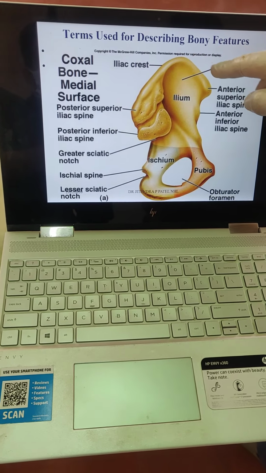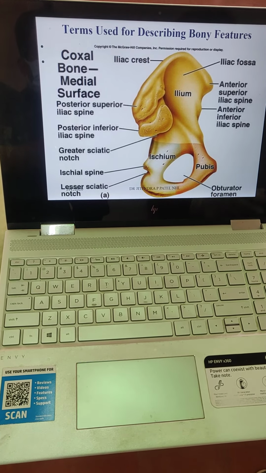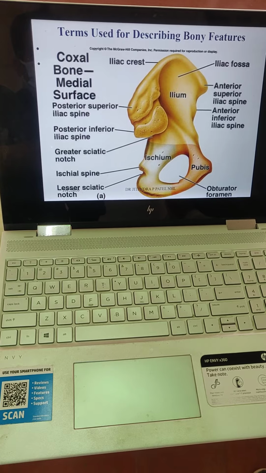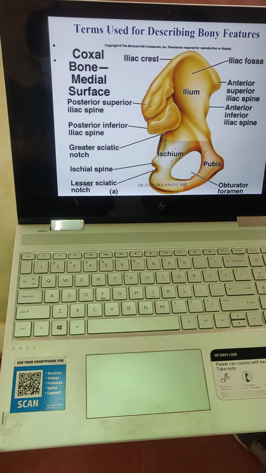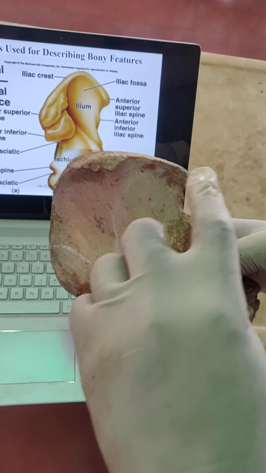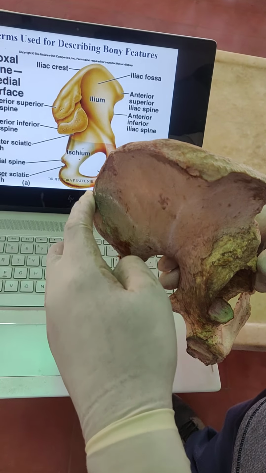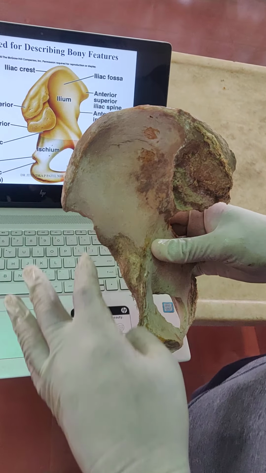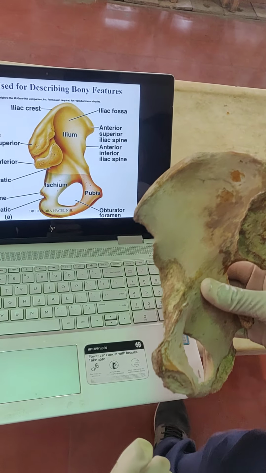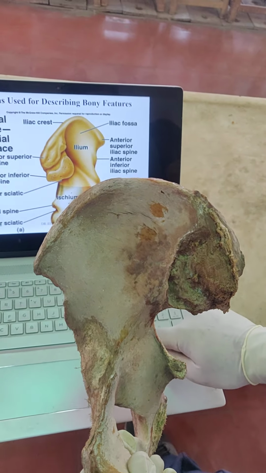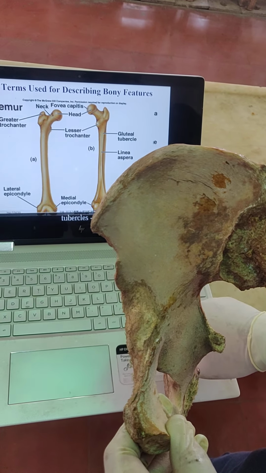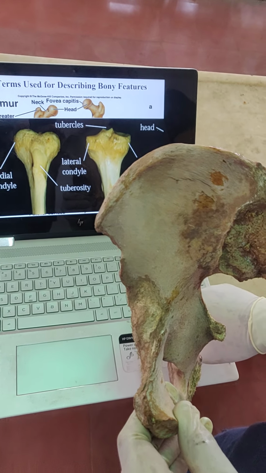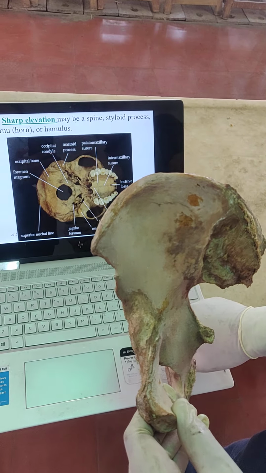Here you can see this is the hip bone, and this elevated area is called the iliac crest. Here you can see this elevated, line-like structure is called the iliac line. So in different places, the term for an elevated area that is a line is called a linea.